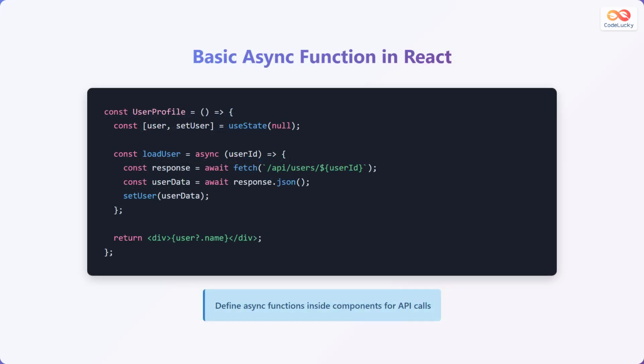Here's a basic example of an async function used within a React component. We define a UserProfile component that uses the useState hook to manage user data. The loadUser function is declared as async, taking a user ID as input. Inside loadUser, we await the fetch call to retrieve user data from an API endpoint, and then await the response converted to JSON. Finally, we update the user state with the fetched user data. It's a good practice to define async functions directly inside your components for making API calls, keeping your logic self-contained.